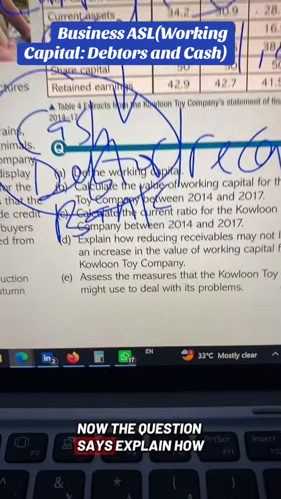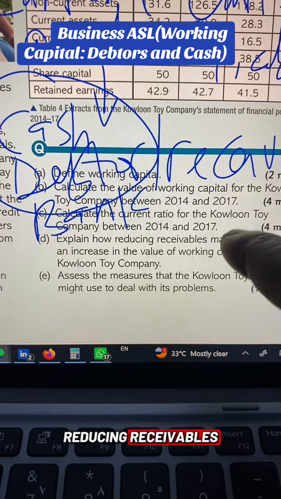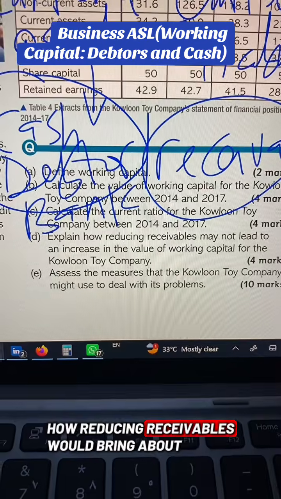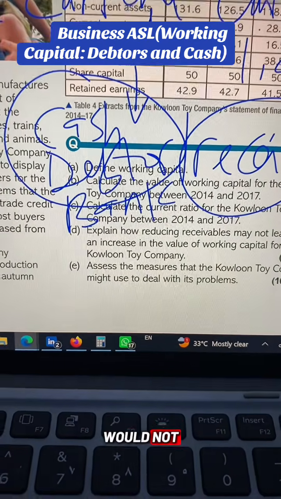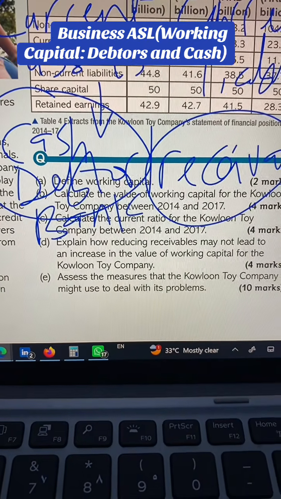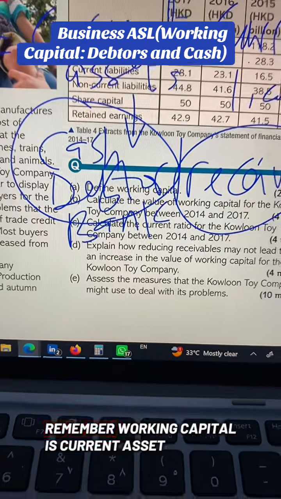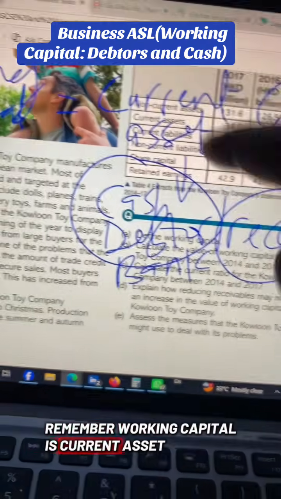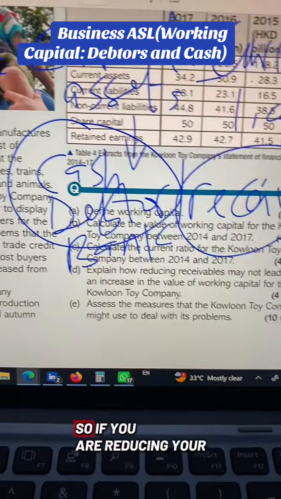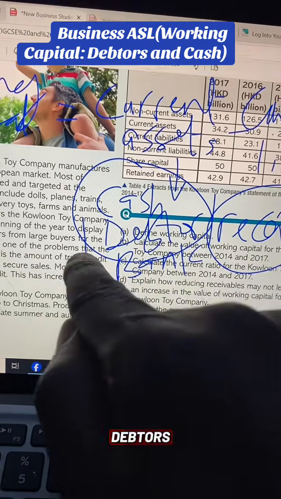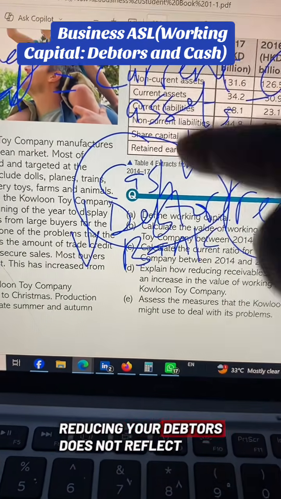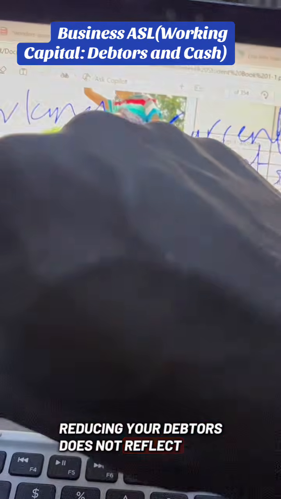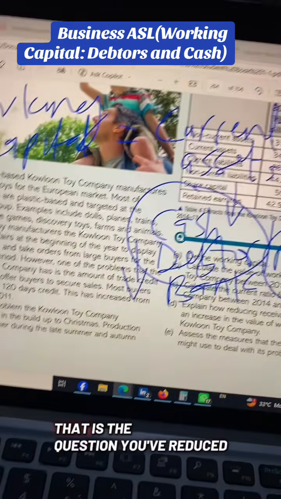Now, the question says, explain how reducing receivables would not lead to an increase in working capital. Remember, working capital is current asset minus current liability. So if you are reducing your debtors, how does that not reflect in an increase in your working capital? That is the question.